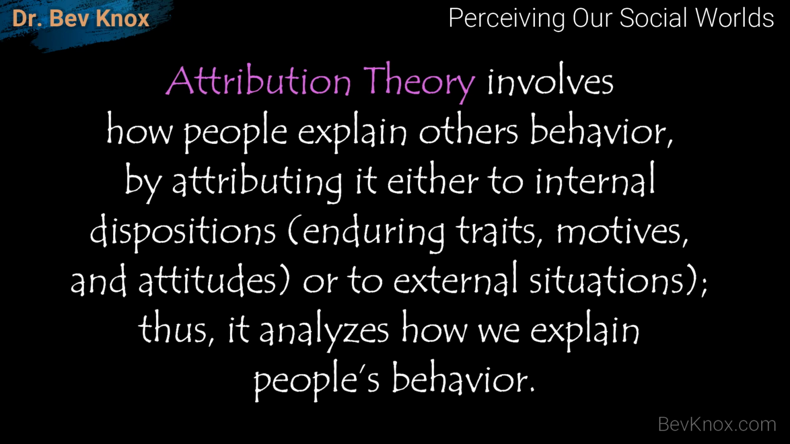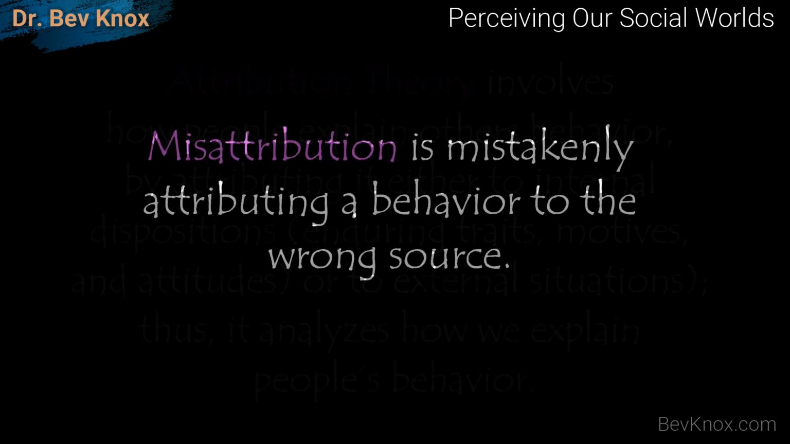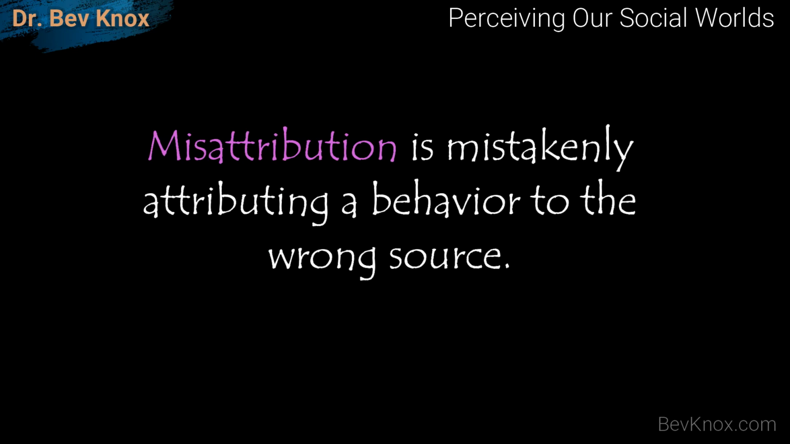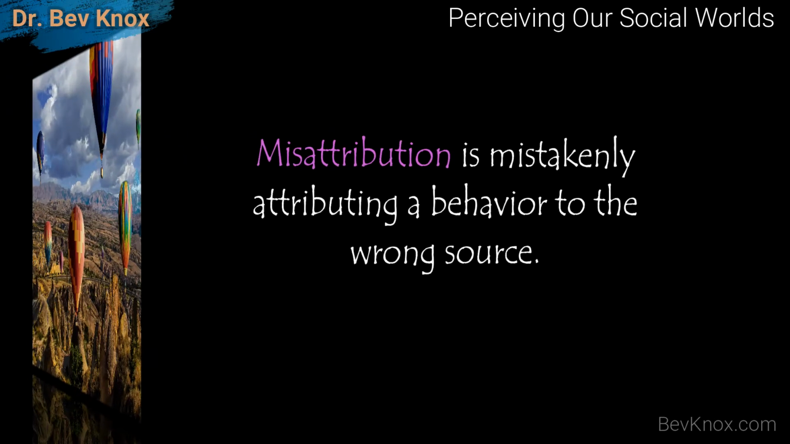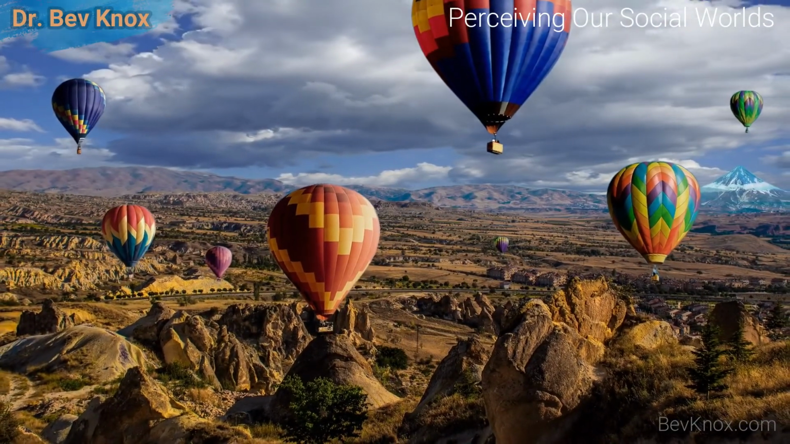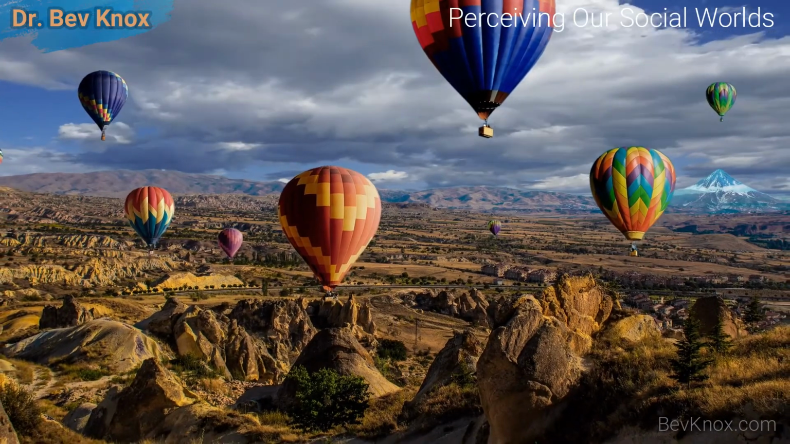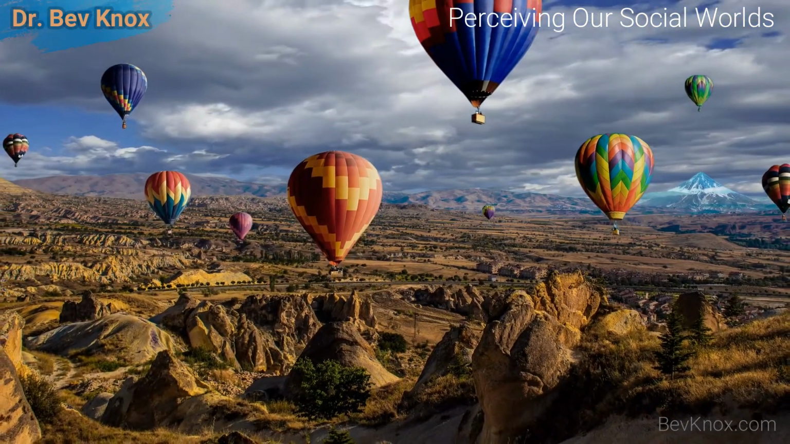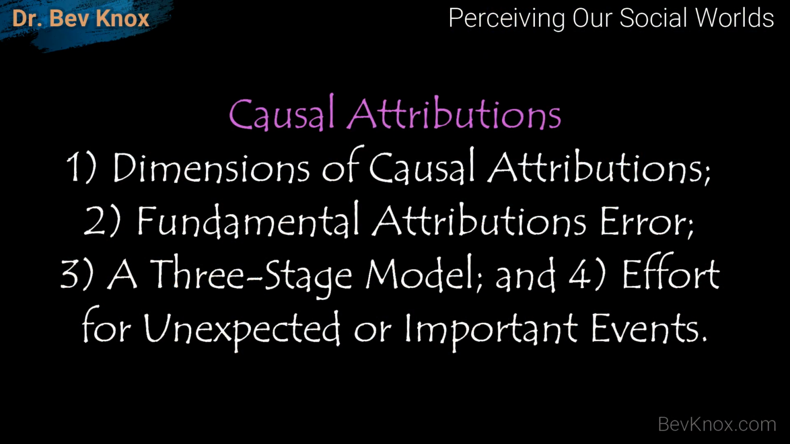So basically, attribution theory involves how people explain others' behavior by attributing it either to internal dispositions like enduring traits, motives, and attitudes, or to external situations. Thus, it analyzes how we explain other people's behaviors. Misattribution is mistakenly attributing a behavior to the wrong source. Now, people tend to explain events in terms of particular causes, referred to as causal attributions. There are 4 that I will be reviewing.